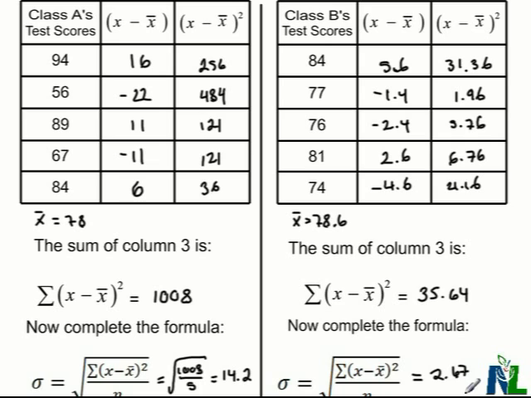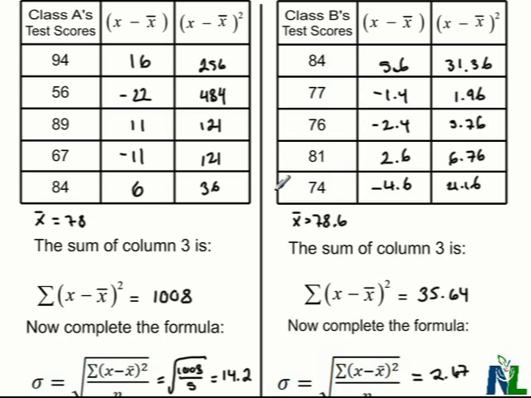Now comparing those two standard deviations, a lower standard deviation is better when calculating standard deviation. It means that the data is more closely centered around the mean, or more consistent in having a lower dispersion. In which, if we refer back to Class B's test scores, we can see that we go 74, 76, 77, 81, 84. These are all pretty closely clustered.